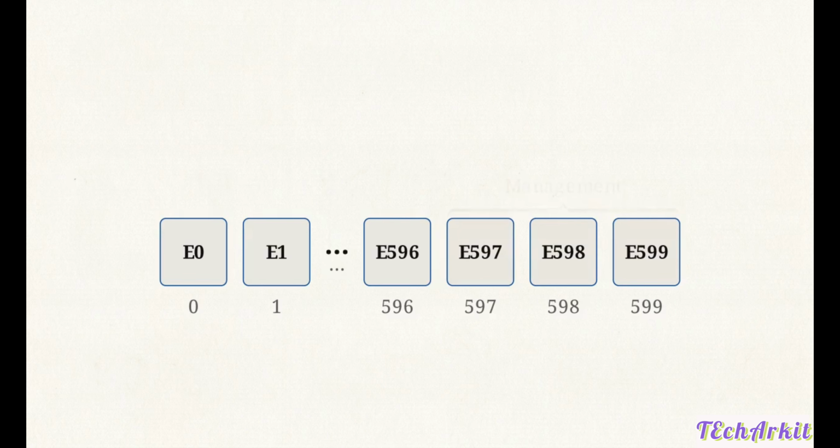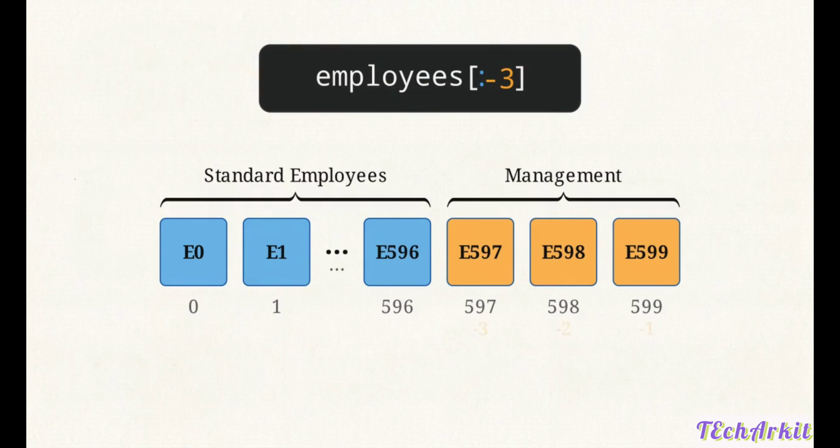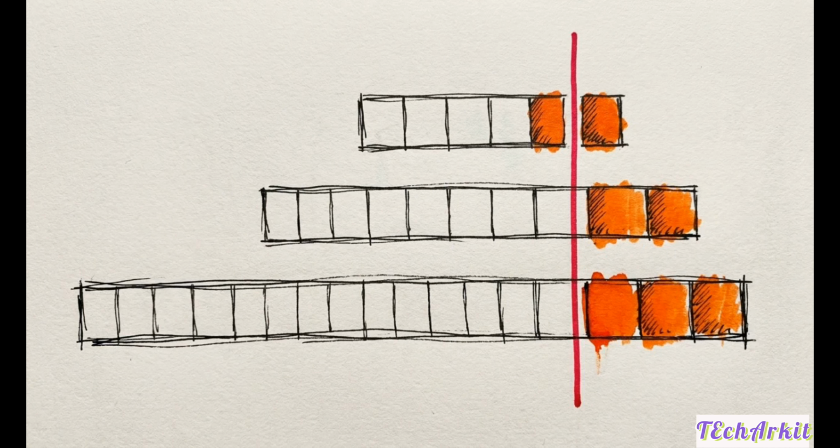The final 3 entries are company management. We need to extract only the standard employees without hard-coding the specific length of the dataset. We can use an omitted start and a stop threshold of -3. Python calculates the offset for the third to last item and stops before the management data begins. Combining default boundaries with negative offsets allows code to adapt to datasets of any size.